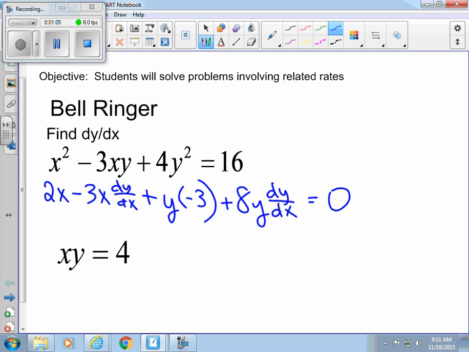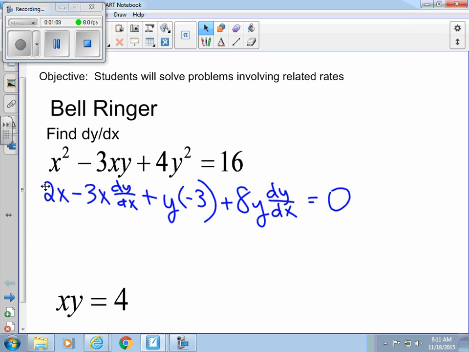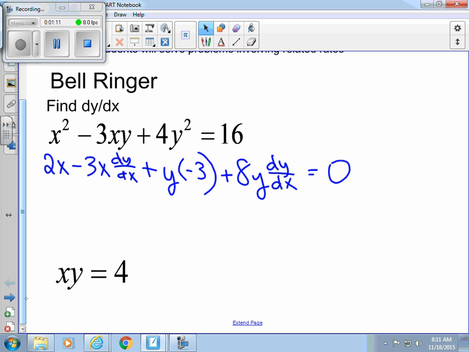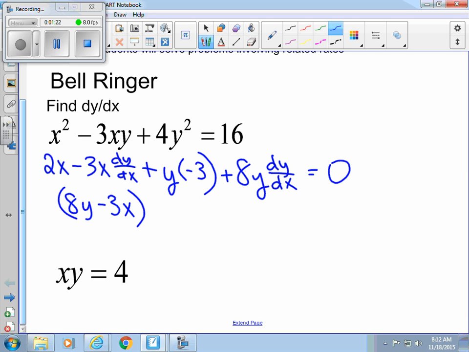Let all the dy/dx terms go on one side, and the non-dy/dx terms on the other one. It does not matter which side you go to. Options: 8y minus 3x, leaving them on that side, moving the 2x and the 3y over.